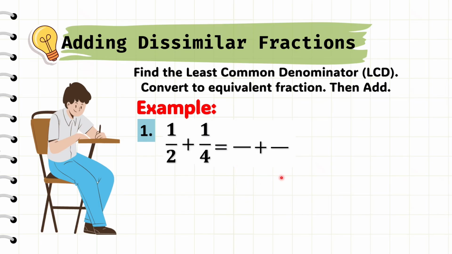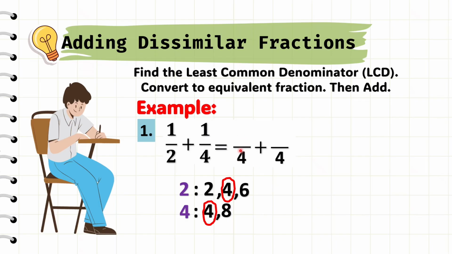Para mahanap ang LCD, ay kailangan natin ng mga multiples ng 2 and 4. So these are the multiples of 2 and 4. 2, 4, 6, and so forth and so on. And 4, 8, 12, and so forth and so on. As you can see, may pagkakapareho na sila or meron na silang least common denominator at ito ay ang 4. So, yun ang ilalagay natin dito sa dalawang new set of fractions. We have the 4 and 4.